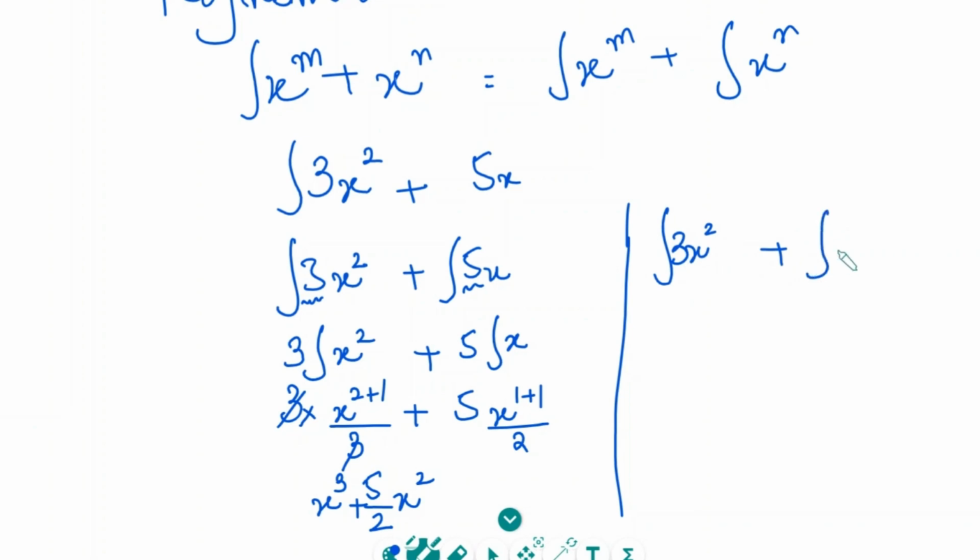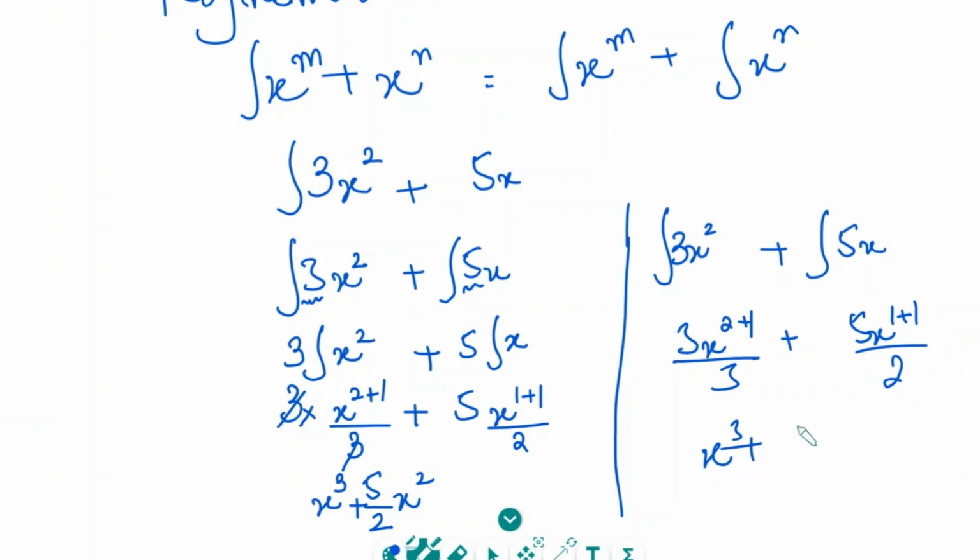So I'm going to do it this way here. So now doing the same thing, 2 plus 1, that's divided by 3, plus 5x, 1 plus 1, the power is 2, so divided by 2. And you still get the same answer.